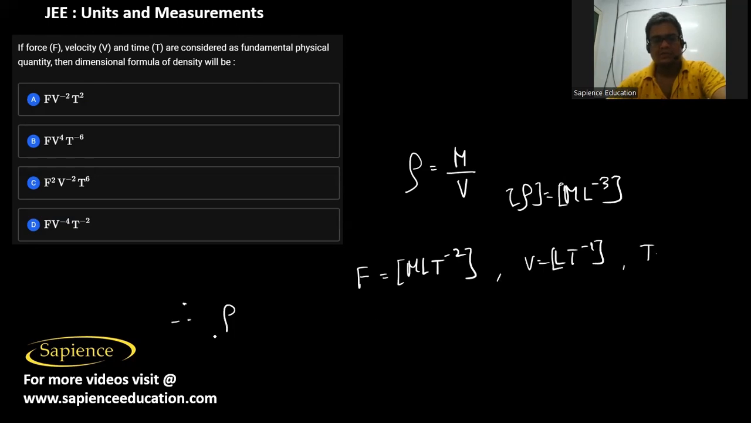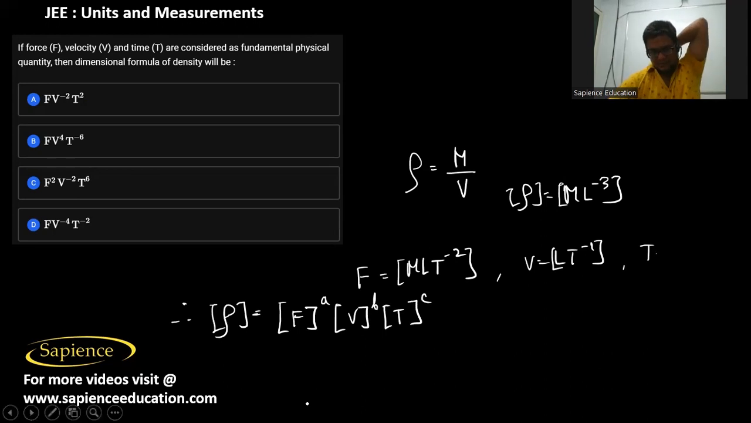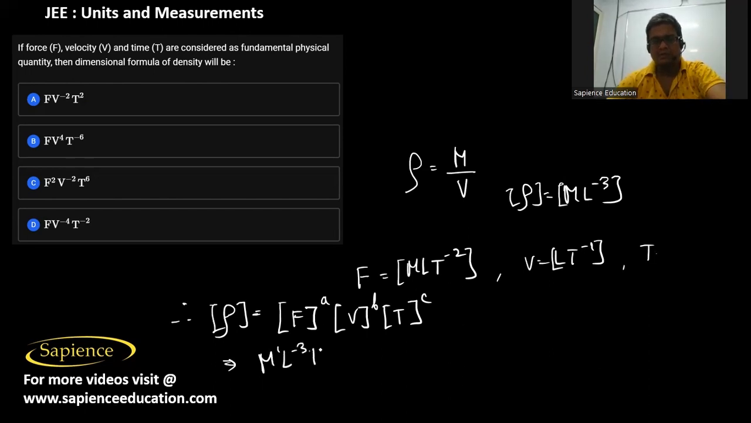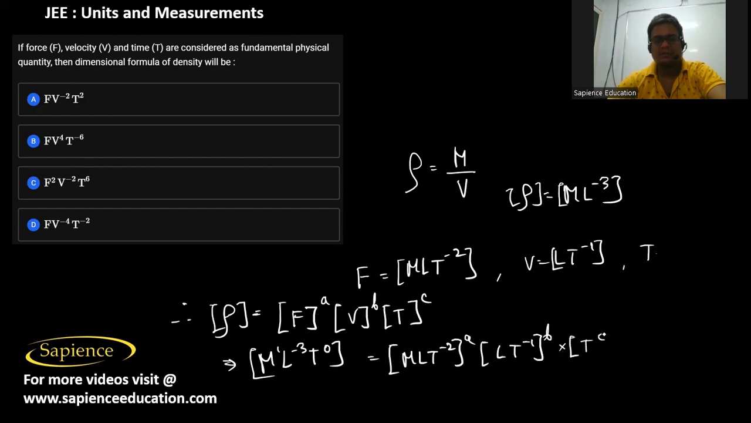So therefore, the dimensional formula of density will be equal to the dimensional formula of force, let's say power A, into the dimensional formula of velocity power B, and the dimensional formula of time power C. So M power 1 L power minus 3 T power 0 will be equal to force, that is MLT power minus 2 power A, into velocity LT power minus 1 power B, into time T power C. So this will be equal to M power A into L power A plus B into T power C minus 2A minus B.